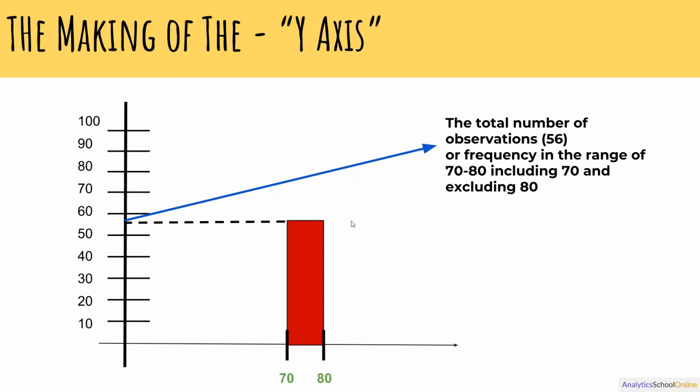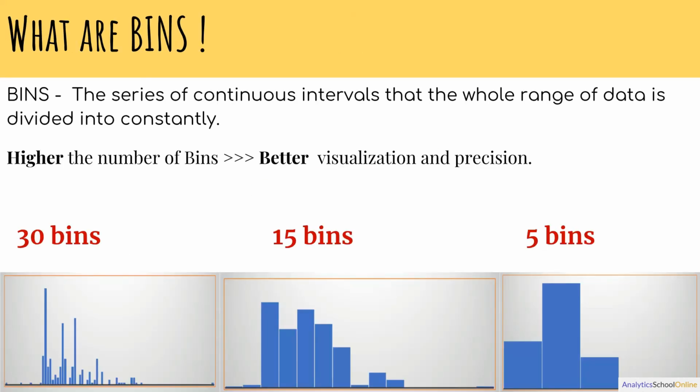Just as we learned for the x-axis, we now learn the creation of the y-axis. Once we get the total number of observations, the frequency in the range of 70 to 80, where we include 70 and exclude 80, we simply create a rectangular bar which stretches from the x-axis between the interval values to the height of the actual frequency based on the y-axis, and that's how we create the y-axis.